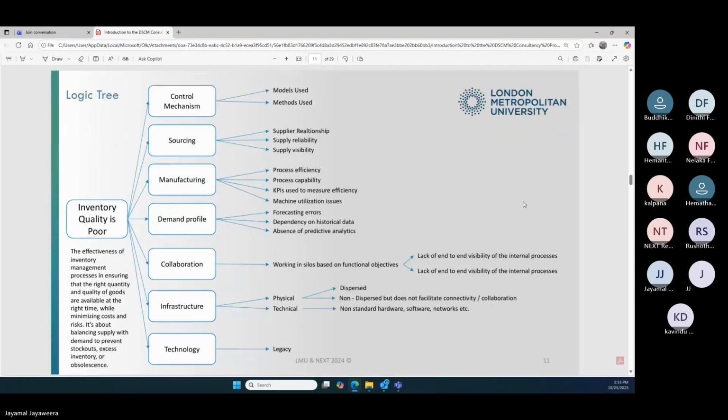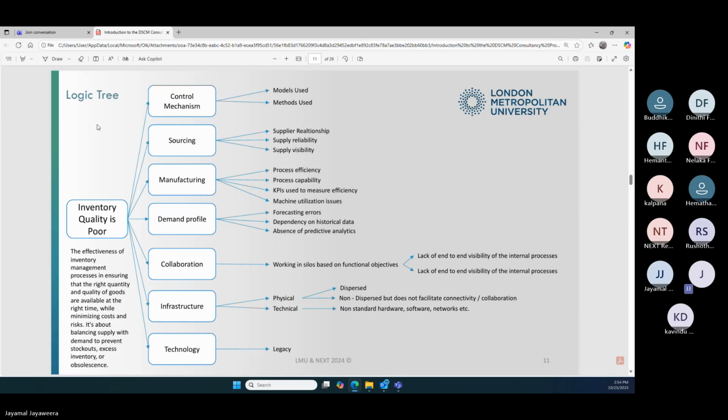And now when you come to the consultancy project, once you decide on the problem, in this case, the problem is that inventory quality is poor, because what should be in inventory is not in inventory. So the effectiveness of inventory management processes in ensuring that the right quantity and quality of goods are available at the right time while minimizing costs and risks. It's about balancing supply with demand to prevent stockouts, excess inventory, or obsolescence. That is your problem.